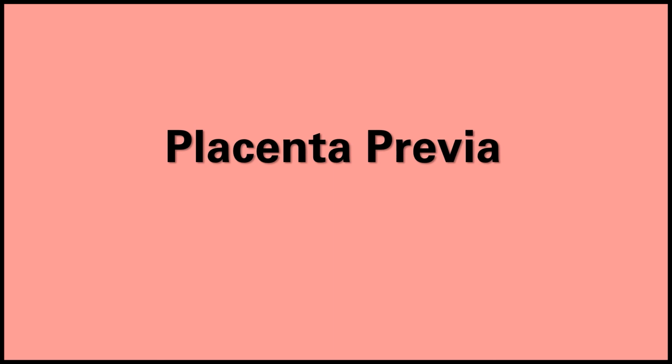It can be complete, covering the entire cervical os, partial, covering a portion, or marginal, within 2 centimeters of the os. Placenta Previa is characterized by sudden onset of painless third trimester bleeding. There's no pain or tenderness with this bleeding. There's usually no fetal distress either. Risk factors include increasing age, multiple gestation, and smoking.